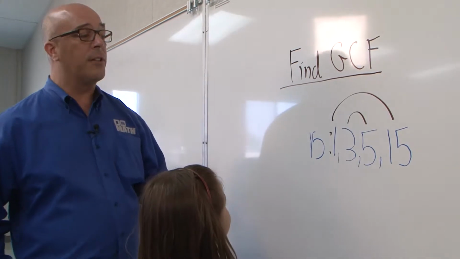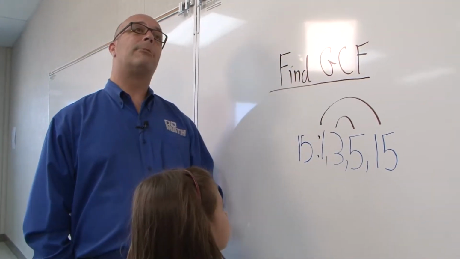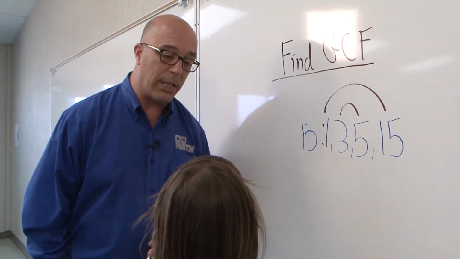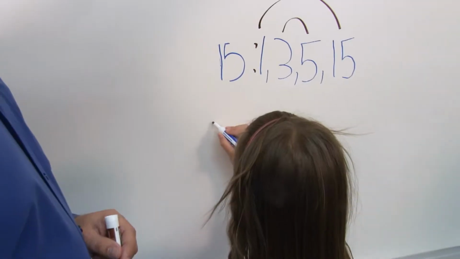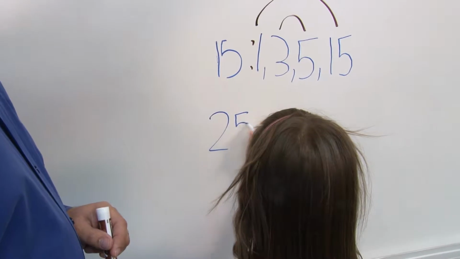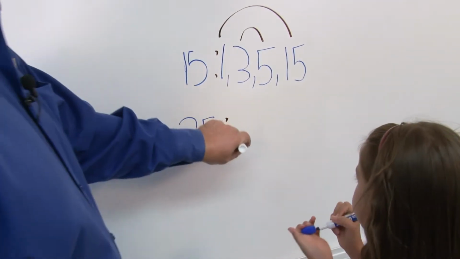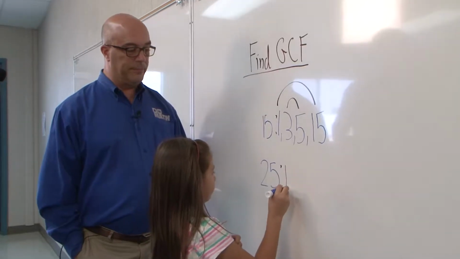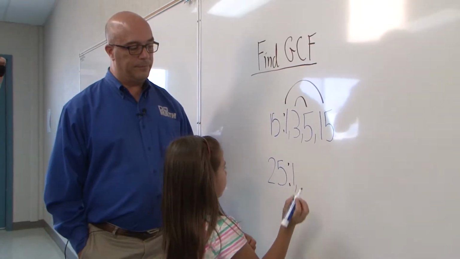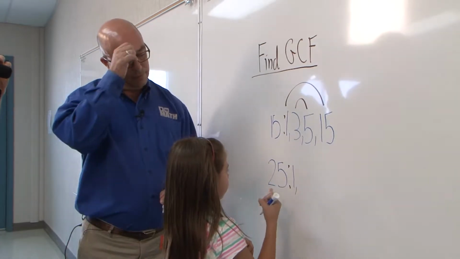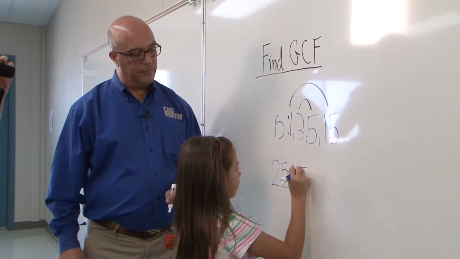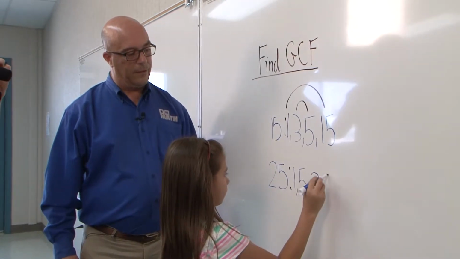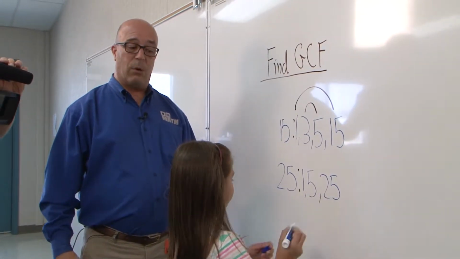Why don't you select another number? Let's go between 20 and 30. 25. Excellent. List the factors. 1. Perfect. 1, 5, and 25.